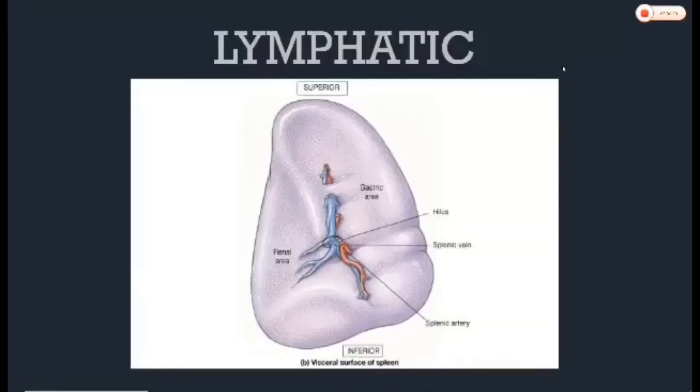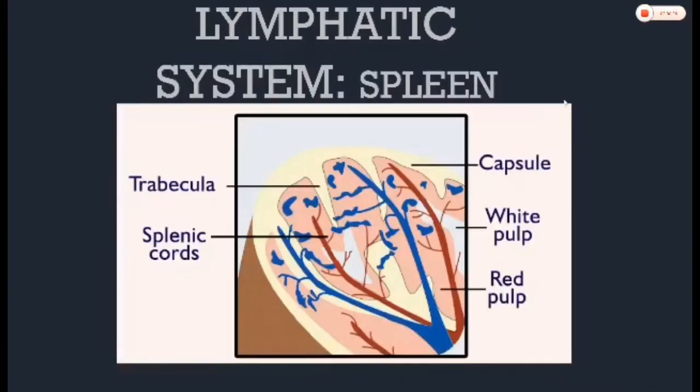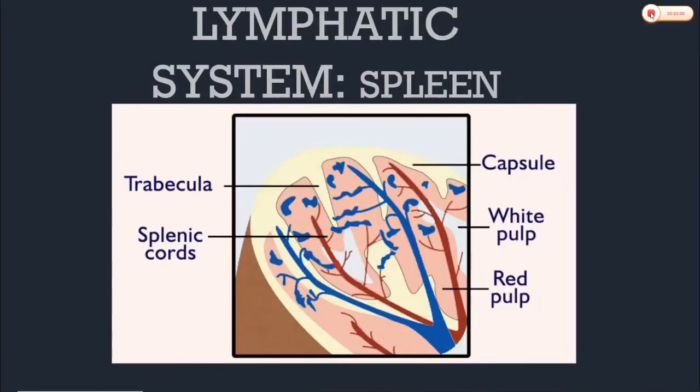This is the visceral surface of the spleen, the superior and anterior. And this is the image of the spleen. We have the capsule, trabecula, splenic cords, and the white pulp and the red pulp. So let me tackle the white pulp and the red pulp.